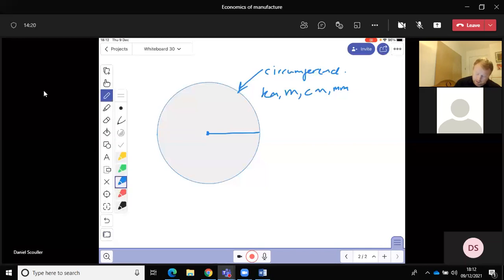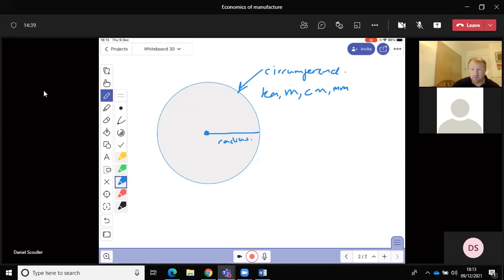From the centre of the circle to the outside edge, that's the radius. Pretty confident you'll be comfortable with that. So circumference, diameter, radius.